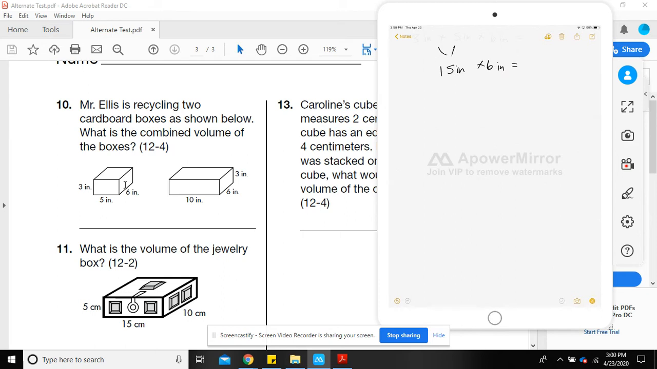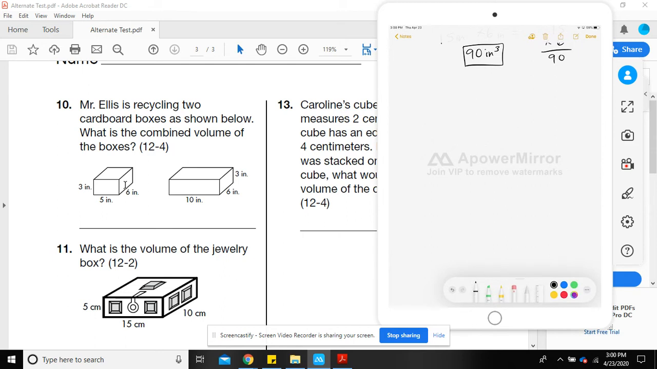And 15, I'm going to do on the side because I don't know exactly what it is. 5 times 6 is 30. 6 times 1 is 6, plus 3 more is 9. So this gives us 90 inches cubed. So that's our first box. But remember, we have 2 boxes.